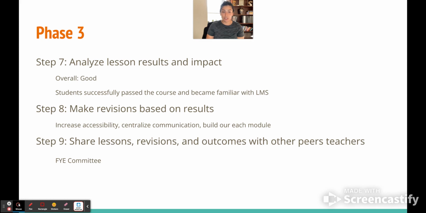Step 9, share lessons, revisions, and outcomes with other teachers and your peers. Very important. We are doing this through an FYE committee where we have all the teachers who teach the course get together, the VP of academics. We all talk about what can we do to make this better. Whenever we do that, we're able to see things from different perspectives, which works great because we're able to learn from one another and make those corrections for the next time we use this tool.